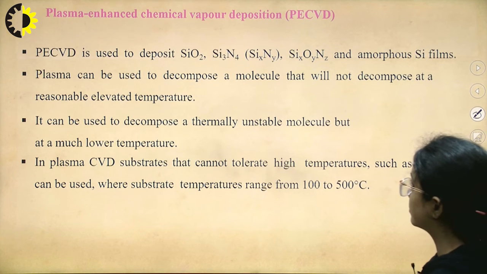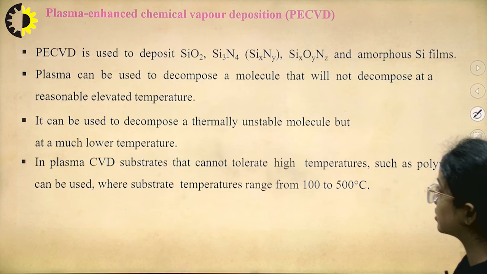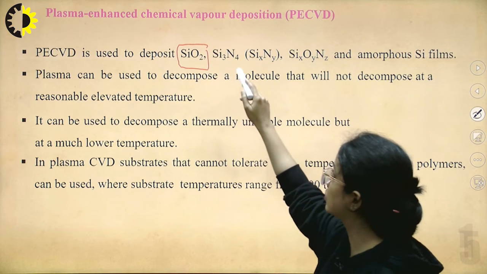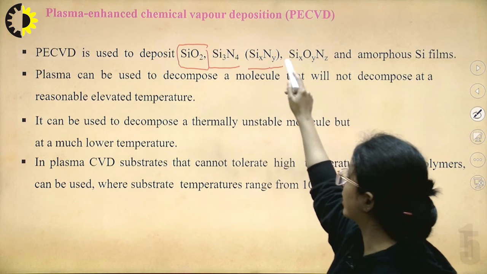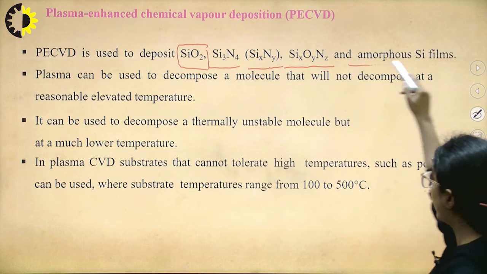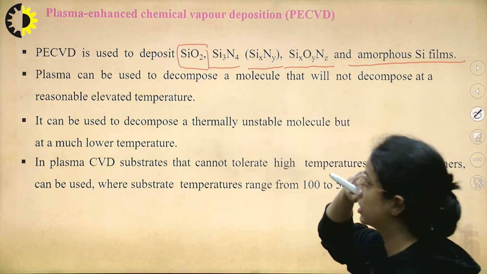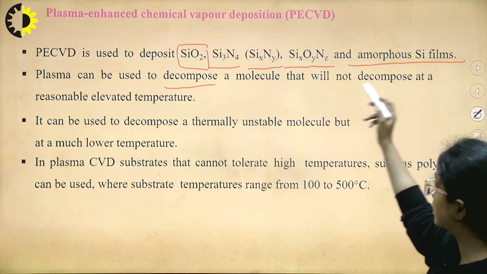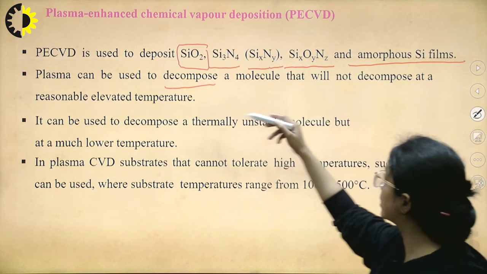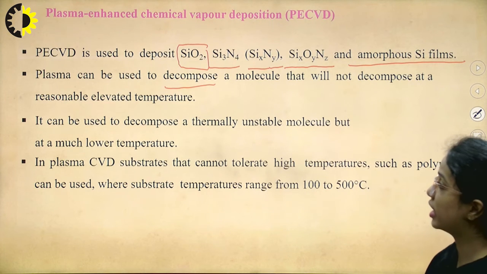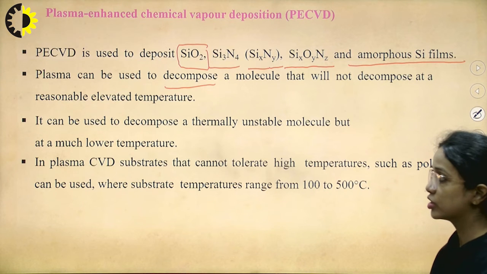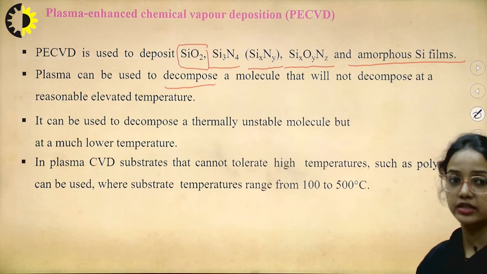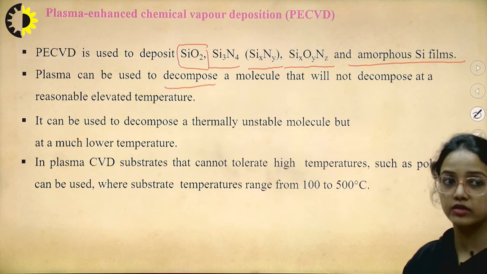Next is plasma enhanced CVD. Sometimes we have a certain family like SiO2, Si3N4, SiXNY, SiXOYNZ, and amorphous silicon films. So plasma can be used to decompose a molecule that will not decompose at a reasonable elevated temperature. So even if the temperature is very high and the molecule is not decomposing, in that case we have to go for plasma enhanced.